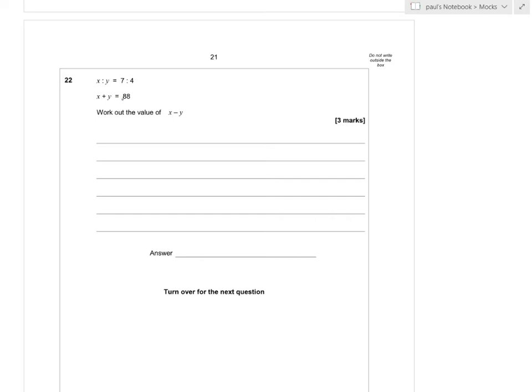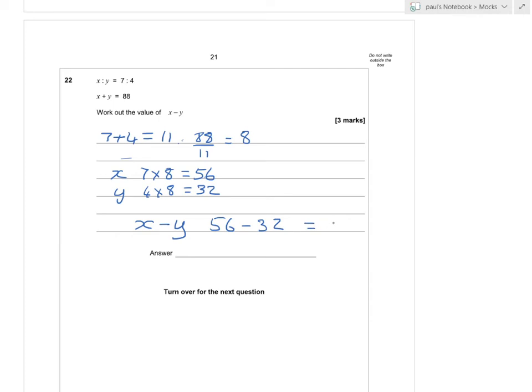Right. 7 plus 4 equals 11. 88 divided by 11 equals 8. So these are worth 8. So the X is 7 times 8, which is 56. And the Y is 4 times 8, which is 32. So X minus Y is 56 minus 32, which equals 24. 24, and we're up to 22.